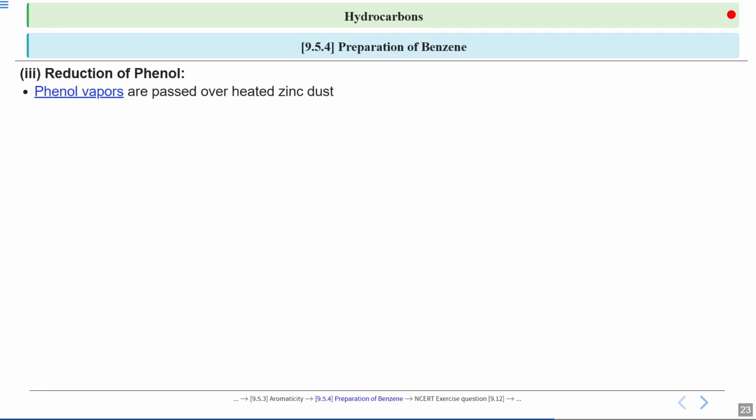Next, we'll study the reduction of phenol. In this process, we start with the phenol vapors, which are simply phenol in a gaseous state. These vapors are passed over heated zinc dust. It is important to note that phenol is an organic compound with a benzene ring bonded to a hydroxyl group. We will see what happens next when zinc is involved.